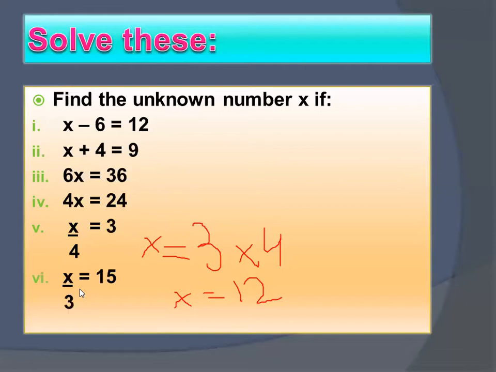This one. x upon 3 is equals to 15. Please, x upon 3. 3 is dividing with the variable here. So x upon 3 is equals to 15. What will be the answer?